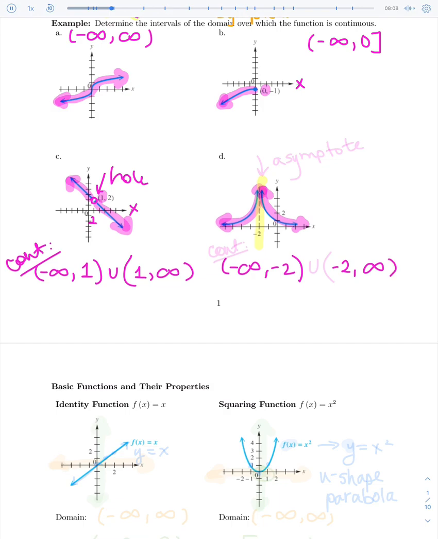Again, I can't touch the -2, so I'm going to pick up after -2. So I'll use an open parentheses again, and I'll use a U to connect those two pieces, and that is when I'm going to be continuous. Anything before -2 and anything after -2, and again, it's because I cannot touch this asymptote, and I have to pick up my pencil here because of it. I've got an asymptote there.